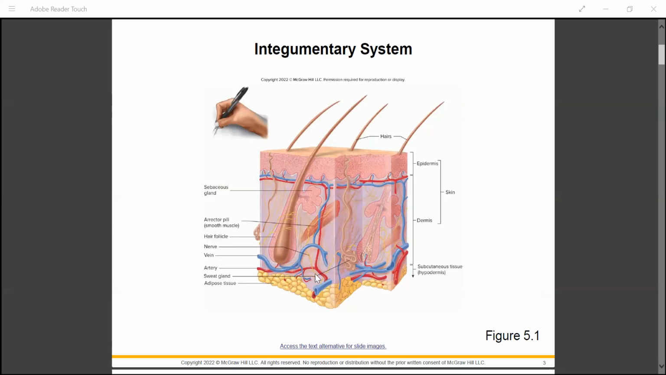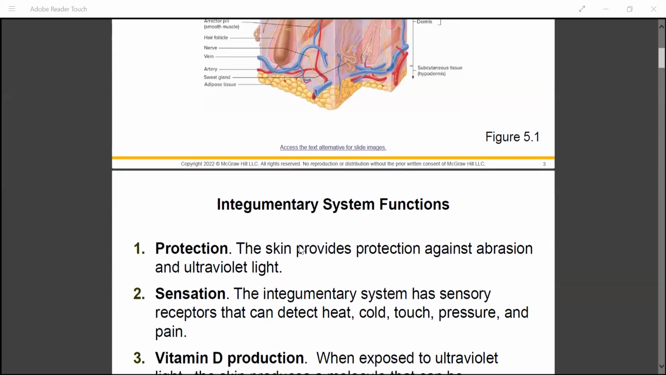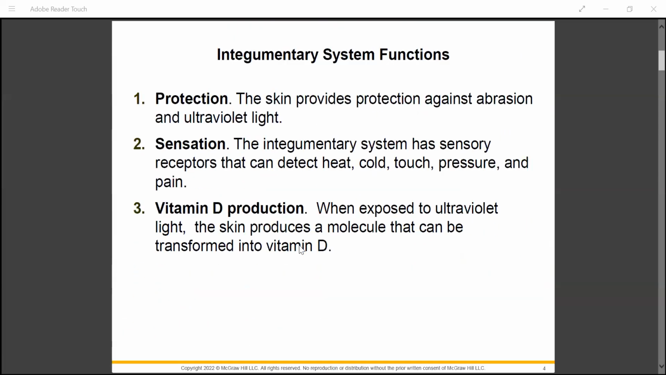You see our arteries and veins, our blood supply resides within the dermis. Our nerves are in the dermis. And then we have sweat glands as well, which open all the way up to the surface. So that's one distinction between our sebaceous glands and sweat glands. Sweat glands open directly to the surface themselves. Sebaceous glands are associated with our hair and hair follicle. And we'll go through all of this again in more detail as we keep going.